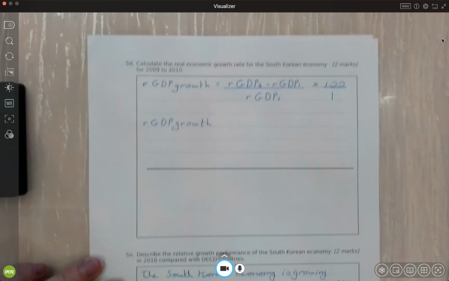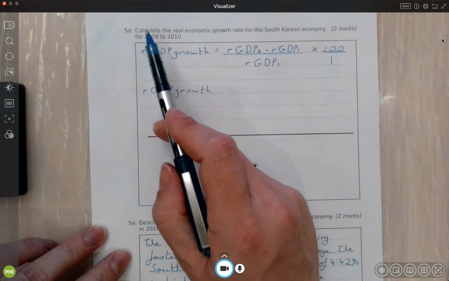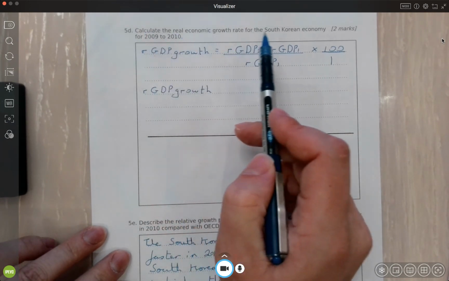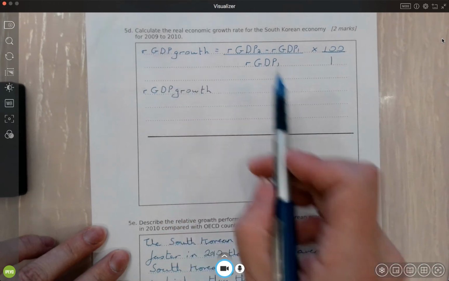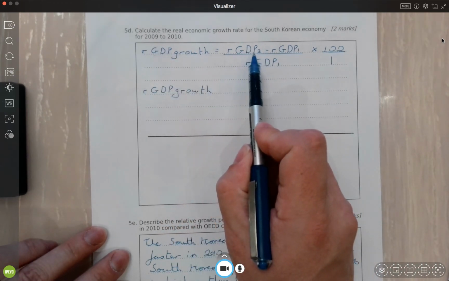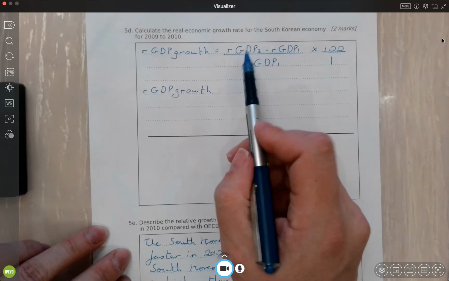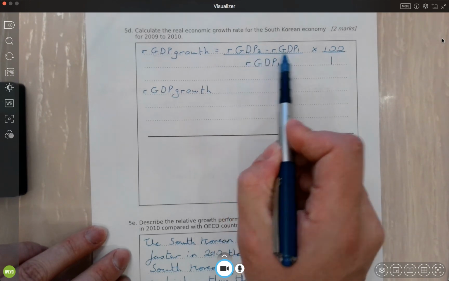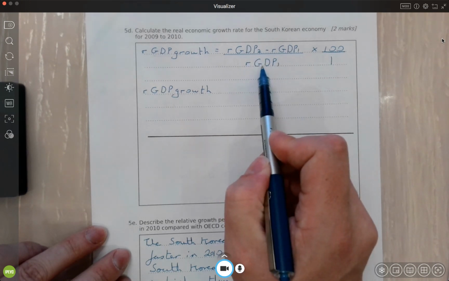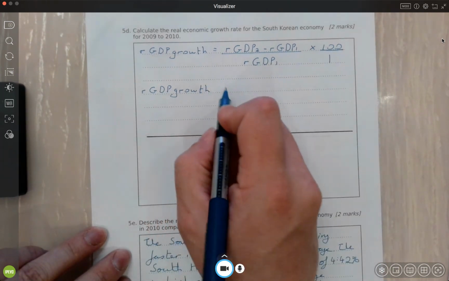Okay, well, how do we calculate real GDP growth? Well, the next one says calculate the real economic growth rate for the South Korean economy from 2009 to 2010. So what it is, it's the real GDP in the second year minus the real GDP in the first year. Now, if you want to be really pedantic about it, it's real GDP in period 2 minus real GDP in period 1 divided by real GDP in period 1 multiplied by 100 over 1.